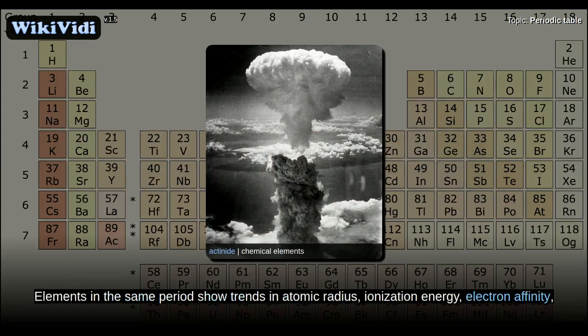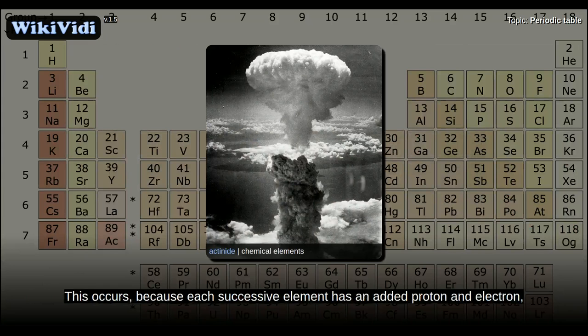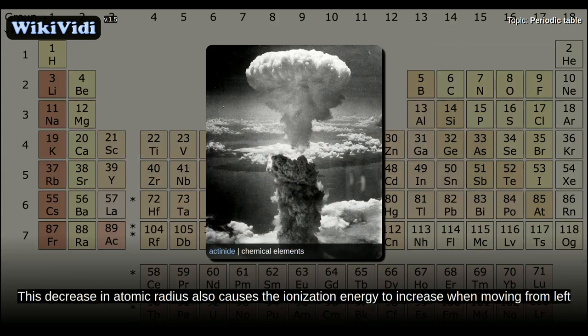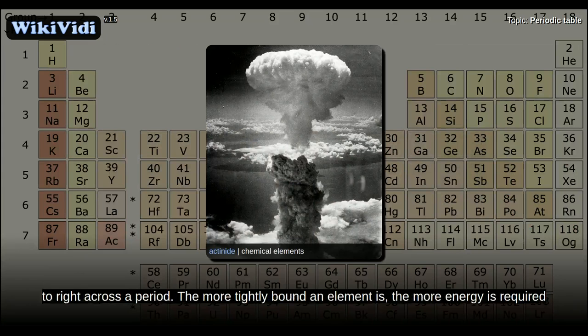Elements in the same period show trends in atomic radius, ionization energy, electron affinity, and electronegativity. Moving left to right across a period, atomic radius usually decreases. This occurs because each successive element has an added proton and electron, which causes the electron to be drawn closer to the nucleus. This decrease in atomic radius also causes the ionization energy to increase when moving from left to right across a period. The more tightly bound an element is, the more energy is required to remove an electron.